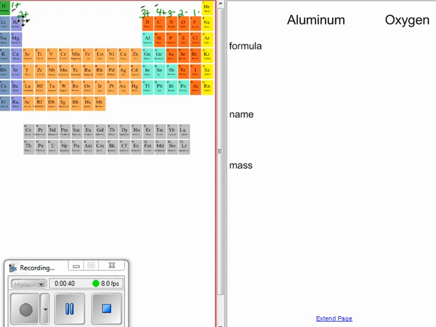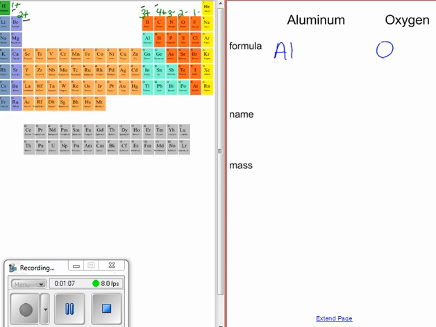All right, so we're going to start problems by giving you two different elements or ions, and in this case we have aluminum and oxygen. So in order to figure out the formula, the very first thing you need to do is remember what the chemical symbols are for each. The chemical symbol for aluminum is Al, and for oxygen it's O.